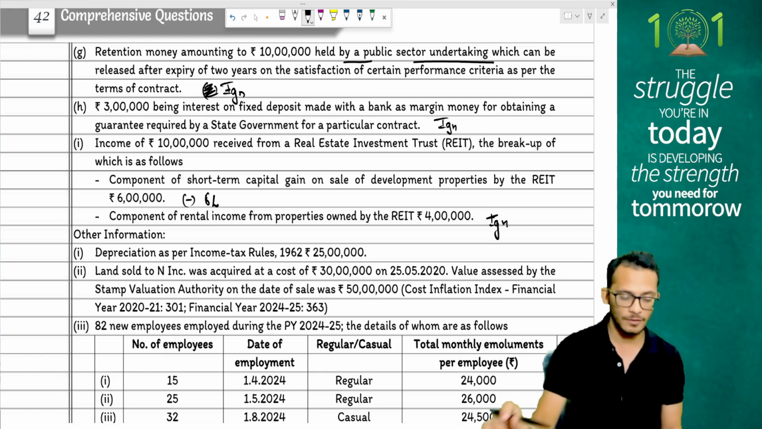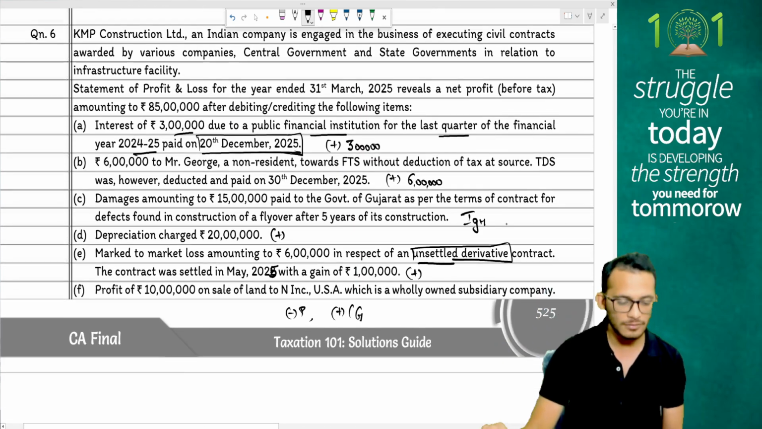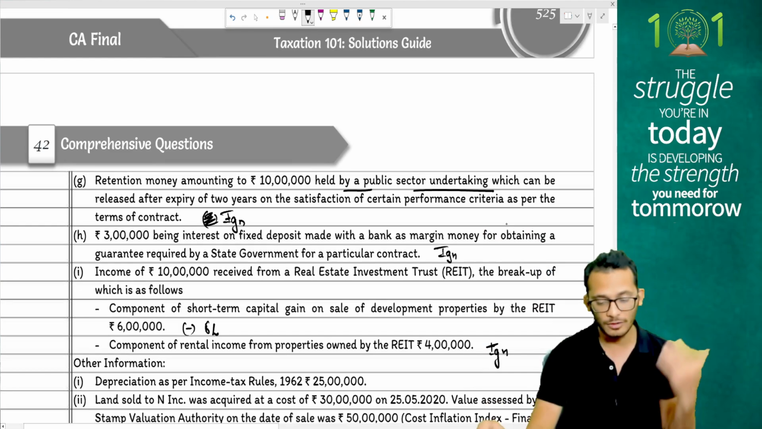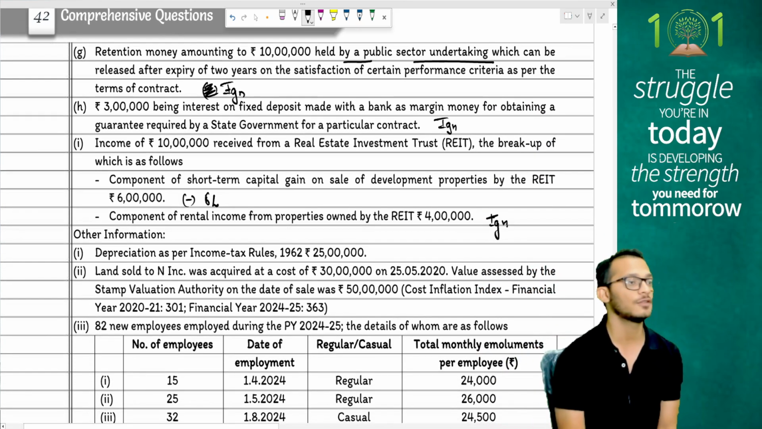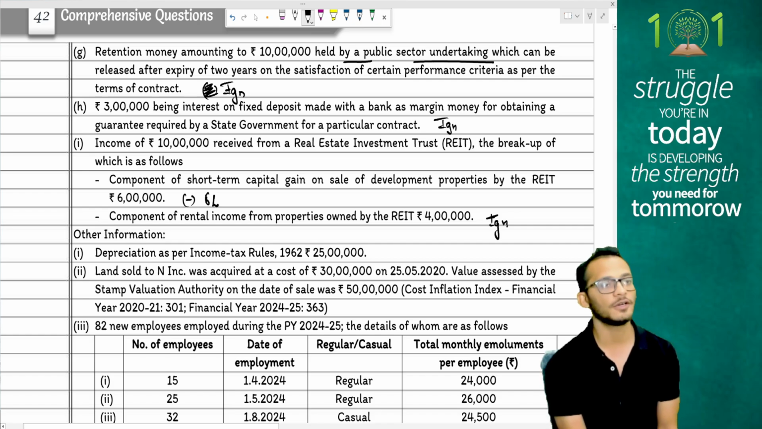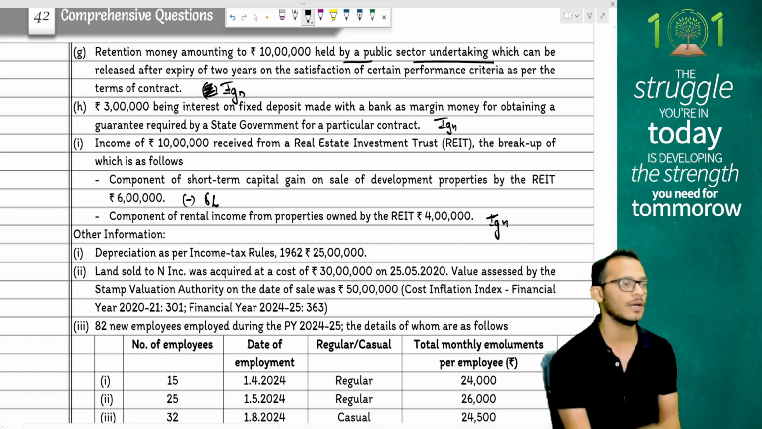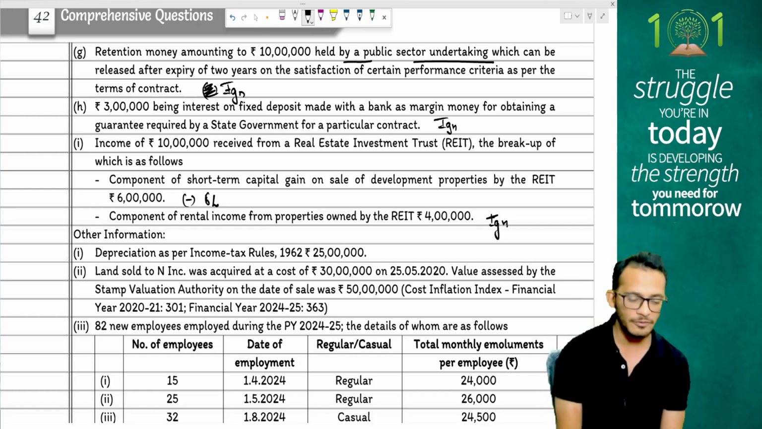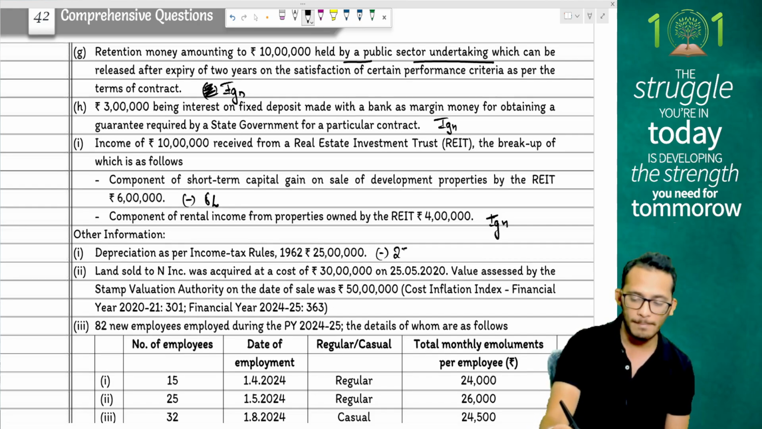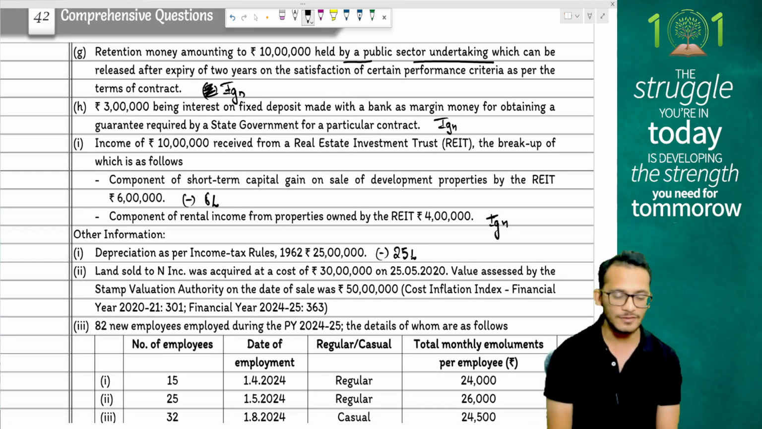Yes, other information is given to you. Now, you can either ignore it or put it in IFOS. It's your choice, because you may come and say it's not your business, in which case you will remove it from PGBP and take it to IFOS. That is also possible. Next, depreciation as per income tax rules is 25. Take it as minus.